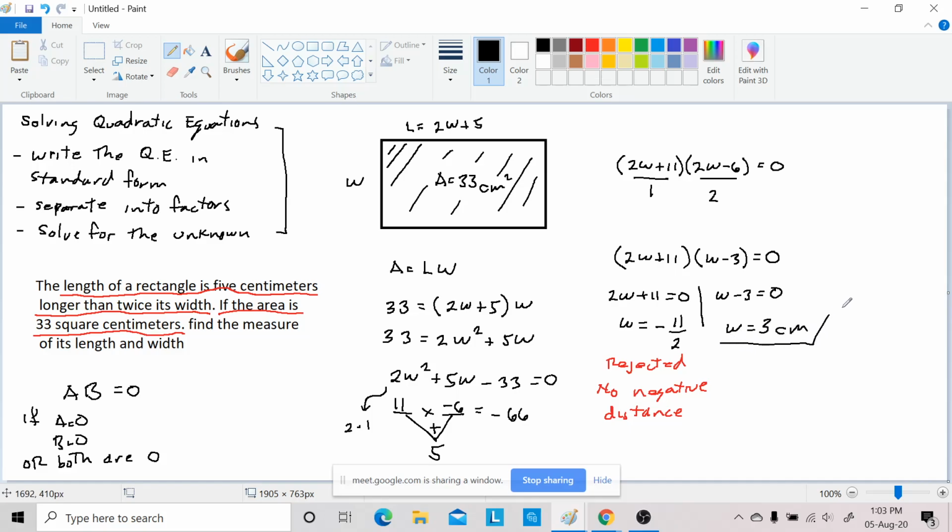If we know that the width is 3 centimeters, we can now solve for the length using this. Length is equal to 2w plus 5. Substituting it, L is equal to 2 times 3 plus 5, which is 6 plus 5, which is 11. 11 what? Still 11 centimeters. So there we have it. That's the complete solution for the problem that I gave you last time. Any questions? No. Okay.